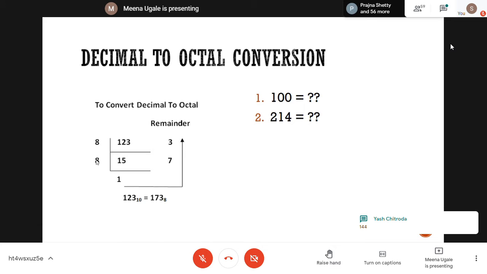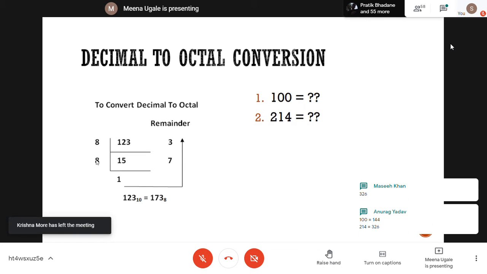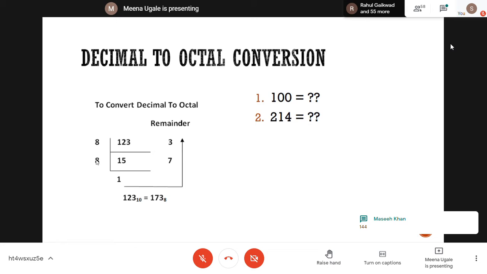Okay, Yash, it is 144. Try for the second number also. I will show you both the answers. Yes, Lekha. Okay, 144 and 326. Very correct. I'm happy that you all are understanding this.